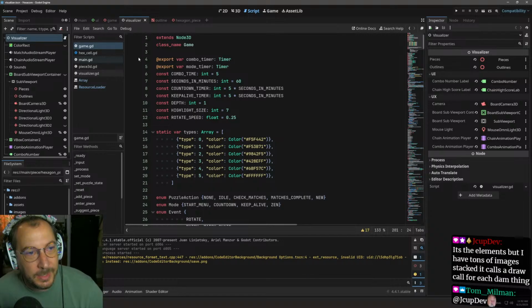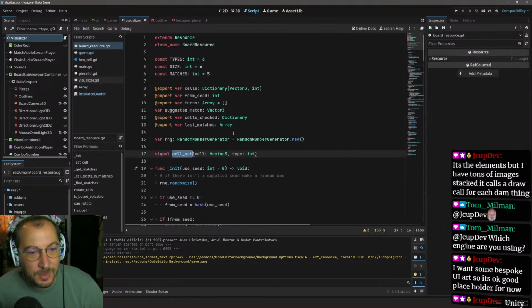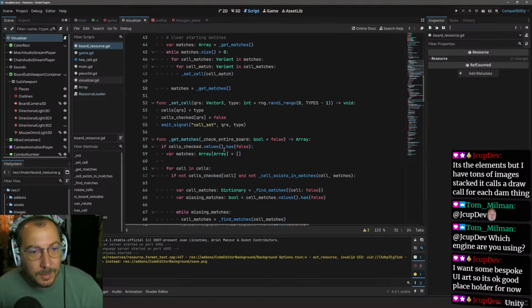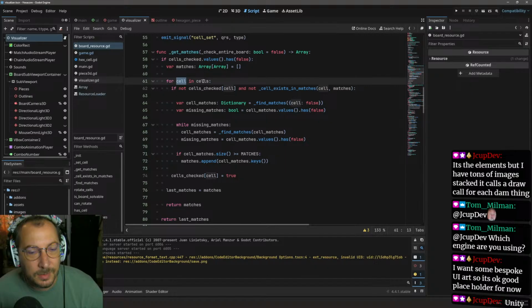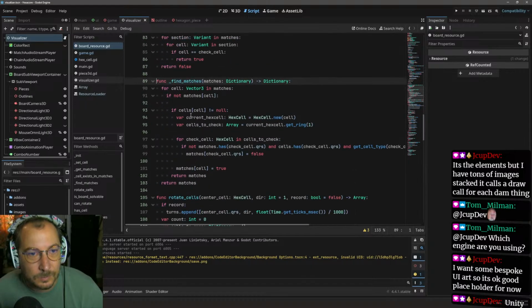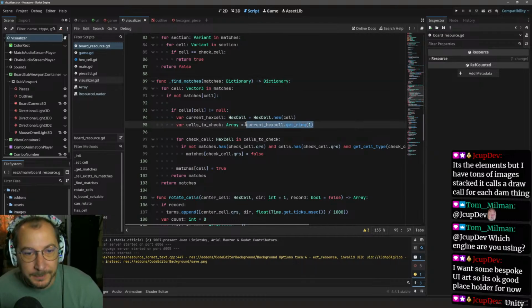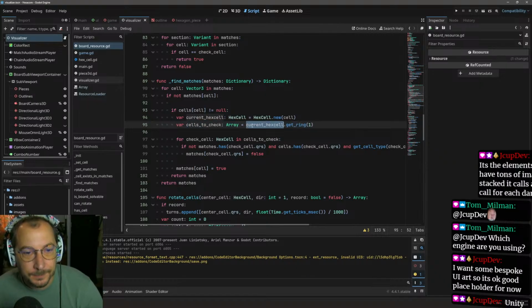Now, technically, we've done this already in our matching algorithm. I don't think anybody's seen the actual solving algorithm. So we have get matches, find matches. So we get our ring around a hexel.